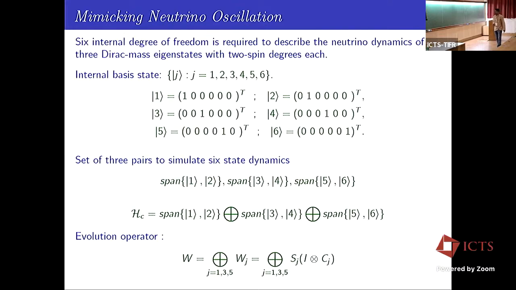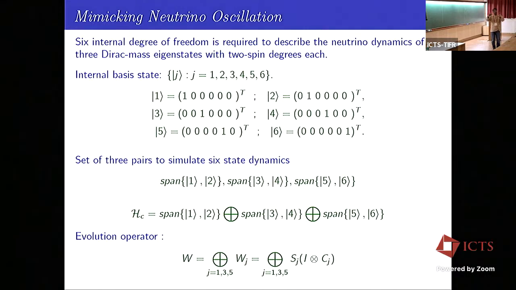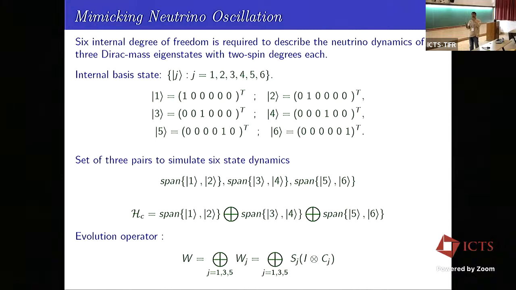In qubit language, or in the basis states, because it's 3 flavors and each one has 2 possibilities, I will have 6 degrees of freedom. So 2 spin degrees for each flavor. I can write them as 6 possibilities in this configuration, and consider them as 3 pairs which will simulate 6-state dynamics. So I can have 1, 2, 3, 4, 5, 6, and define a Hilbert space for them in this particular configuration. And I can think of some evolution operator on each one of these spaces.